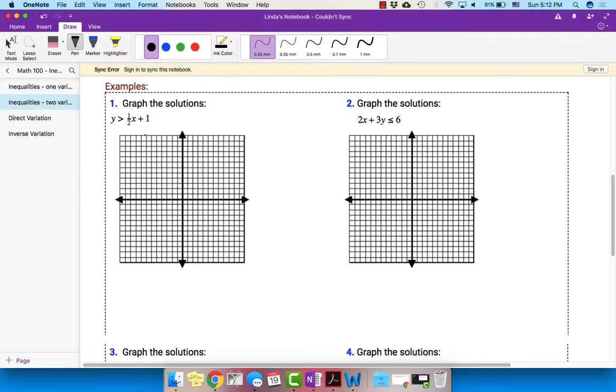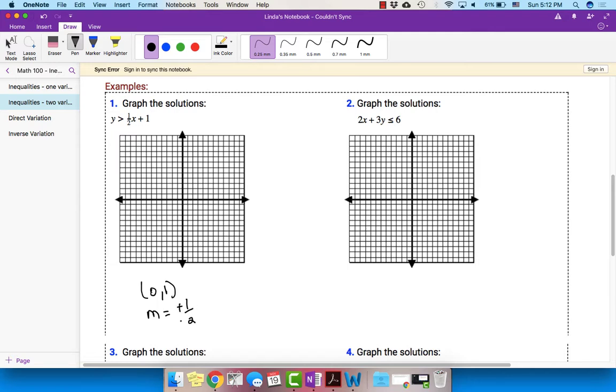Well, you know that this is the slope-intercept form, so disregard the inequality for now. This is the line y equals 1/2 x plus 1. And if you remember, to graph that, you need a point, and the point is (0, 1). That's the y-intercept. And then you need the slope, and the slope is 1/2.